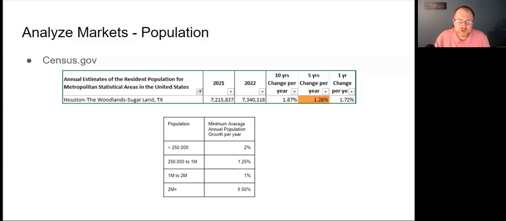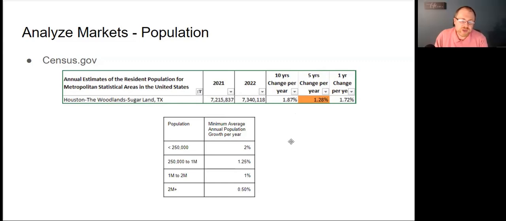So when I look at a market, I would look at the 10-year change. I focus more on the 5-year and then take a look at the 1-year as well. If everything is positive, obviously it's a good sign. The larger the market, in this case Houston, the less percent increase per year you're looking for. Here we're at 1.28% per year over 5 years, and everything is in the same range, whether it's for 10 years, 5 years, or 1 year.